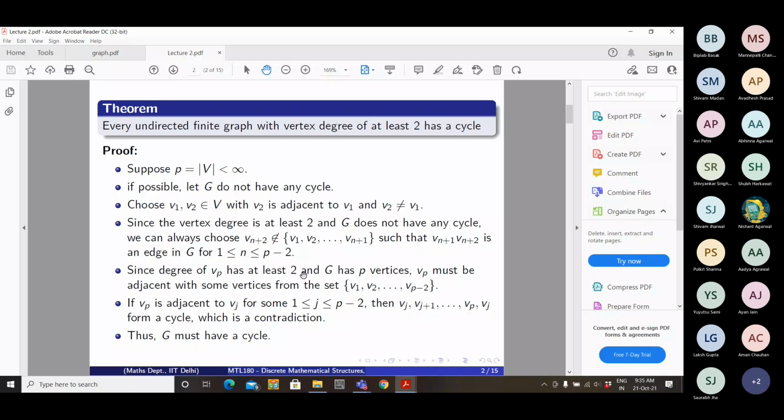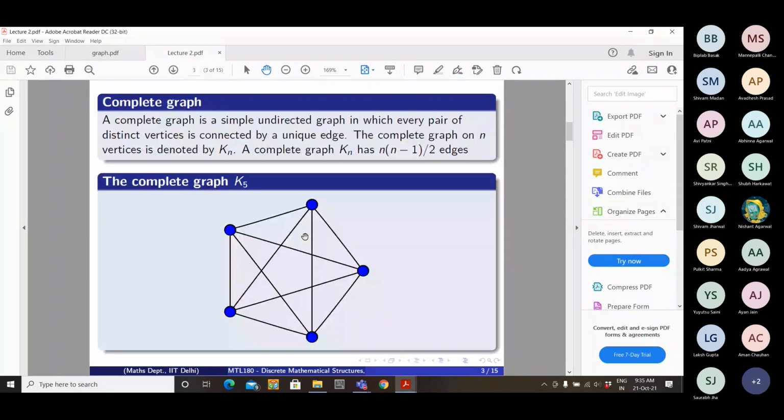Okay, so if it is clear, we will move to the next portion, which is called the complete graph. Let's look at the definition. A complete graph is a simple and undirected graph in which every pair of distinct vertices is connected by a unique edge. Means if you take any two vertices from the graph, then there will be an edge. Any pair of vertices is connected by a unique edge.